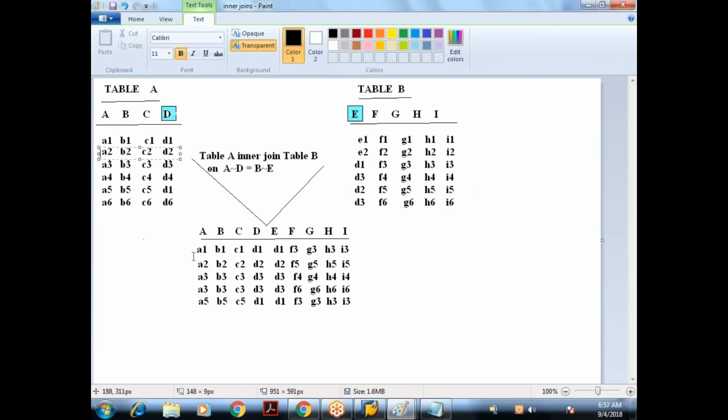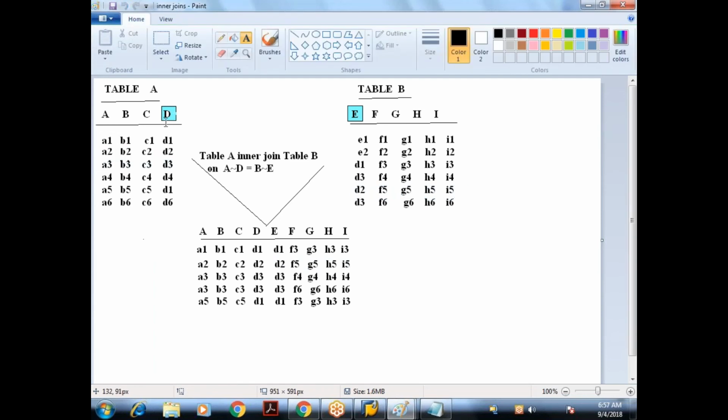So here it is A2, B2, C2, D2. And what is the matching row? D2, F5, G5, H5, and I5. It will pick up that particular row. Then it will take the next row. Okay, third row it will take.